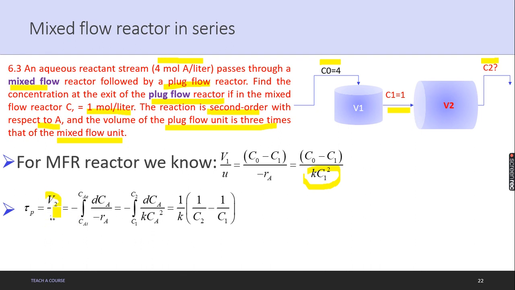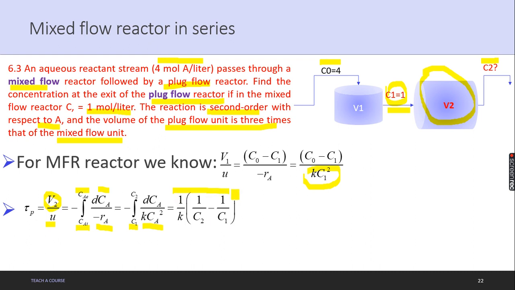And for the second part, the plug flow, I am assuming the volume is V2, so V2 by U will be the same flow rate because they are in series. It equals the integral of concentration input to the plug flow minus concentration coming out, dCA by minus RA. This minus RA is already known, K C1 square, so we can write K CA square. The starting concentration input for the plug flow is C1 and the output is C2, so the limit is C1 to C2, dCA by K CA square. This integration you can do.